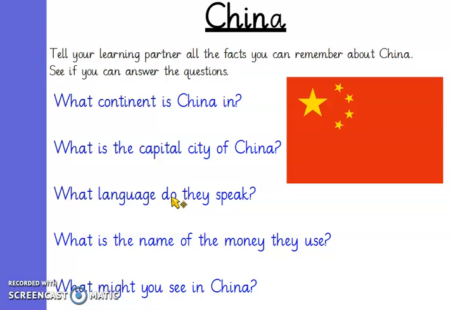What might you see in China? Now you might have said the Great Wall of China, the Dragon Dance, the Lantern Festival, the Lucky Colour Red, Beijing, Shanghai, the Forbidden City, the Terracotta Soldiers. I'm sure you had a lot to say.